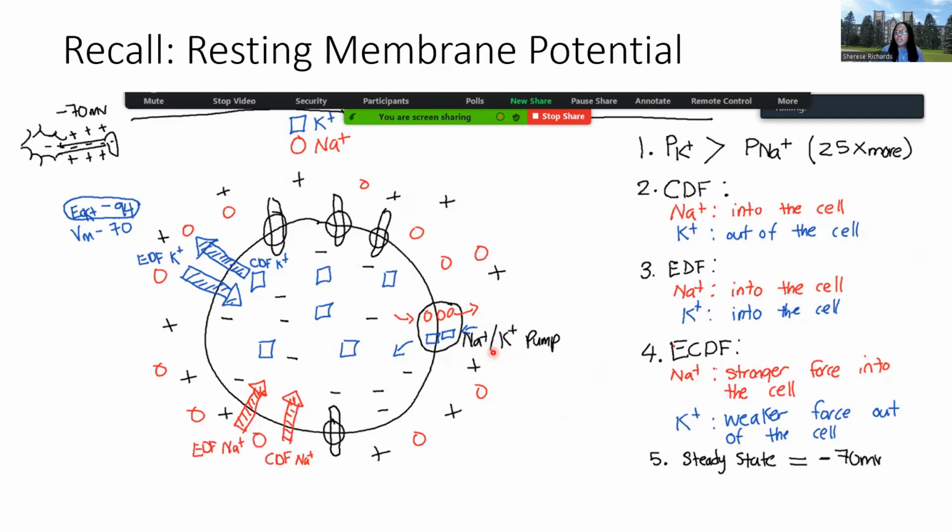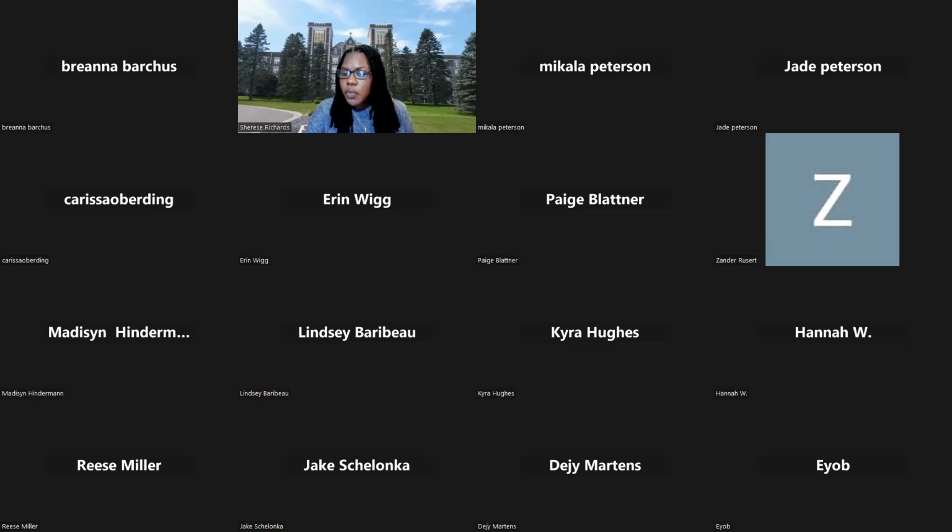Knowing that permeability for potassium is greater, knowing the direction of movement for the sodium-potassium pump, knowing what the ECDF for both of these ions look like, knowing the resting membrane potential value, but also more of the conceptual things, understanding how we get to this number, how we have negative charge inside the cell because of the abundance of positive charge that is leaving, all right? So this is going to definitely be an important concept to go over for the exam. I'm going to move on to the action potential.